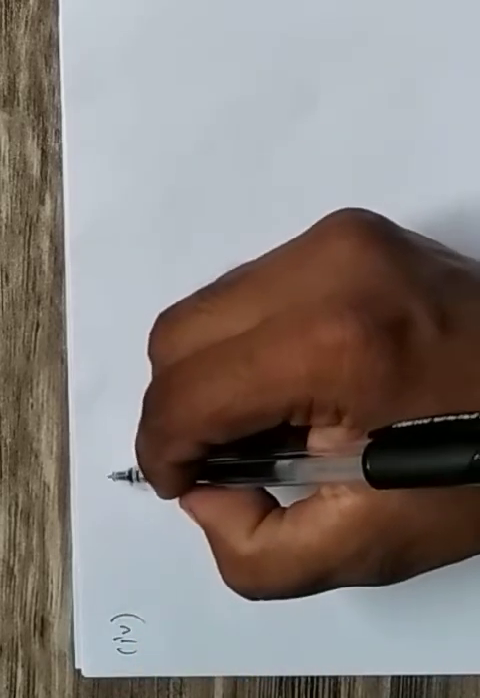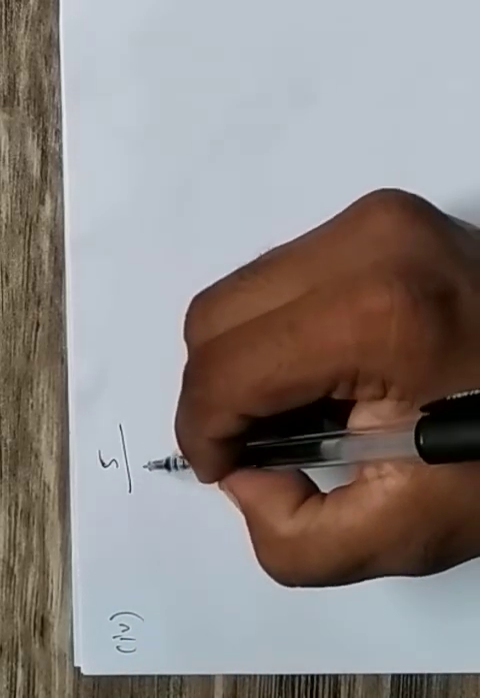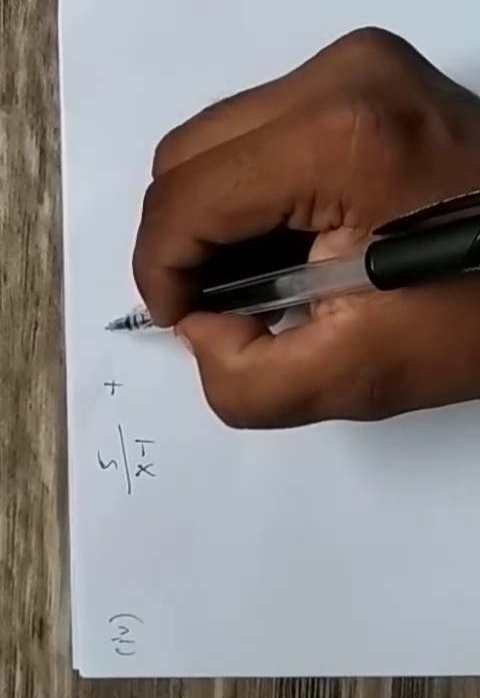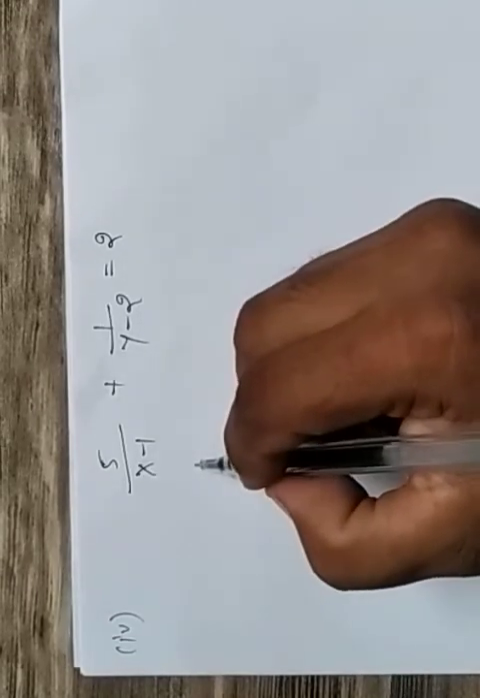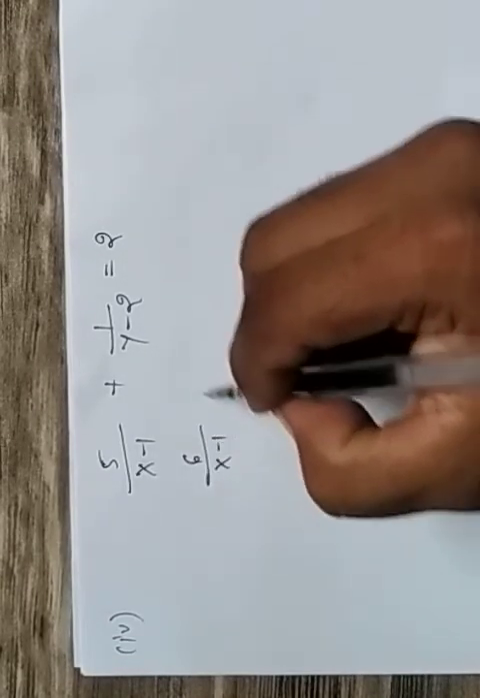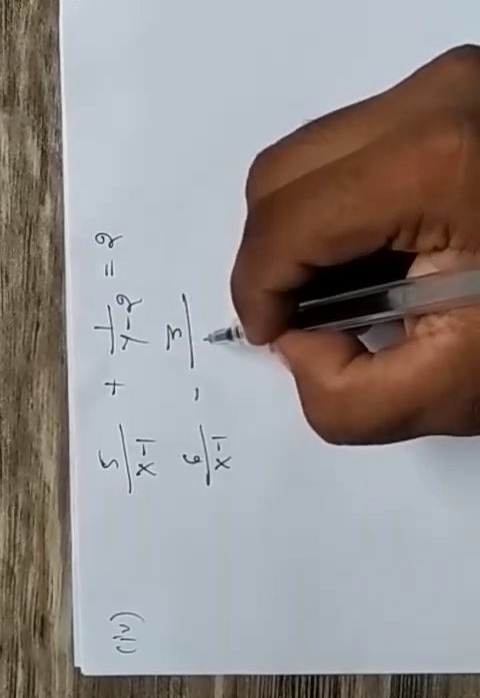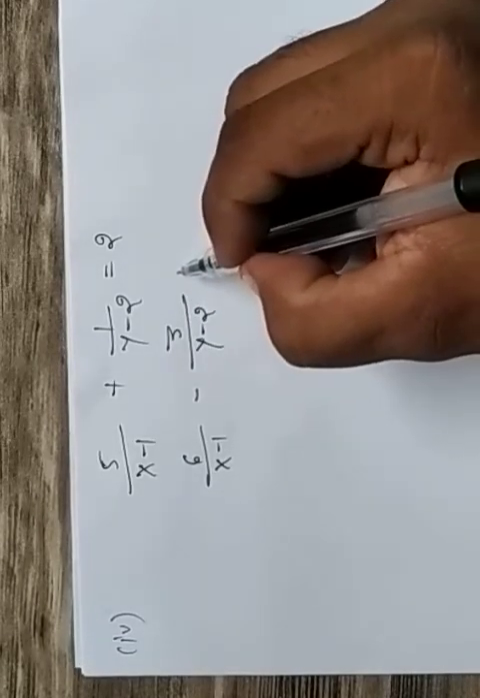Now see next part of question number 1. Student, I am solving fourth part. 5 upon x minus 1 plus 1 upon y minus 2 is equal to 2, and second equation is 6 upon x minus 1 minus 3 upon y minus 2 is equal to 1.